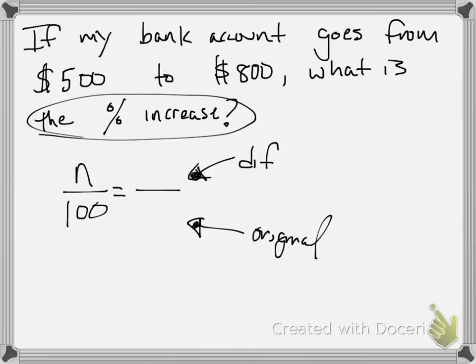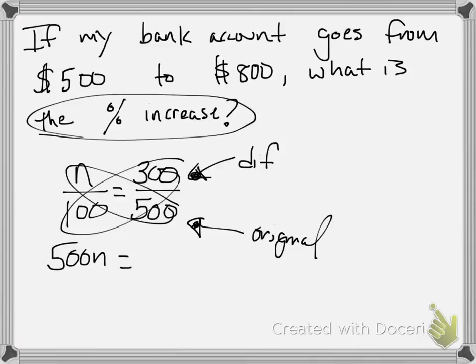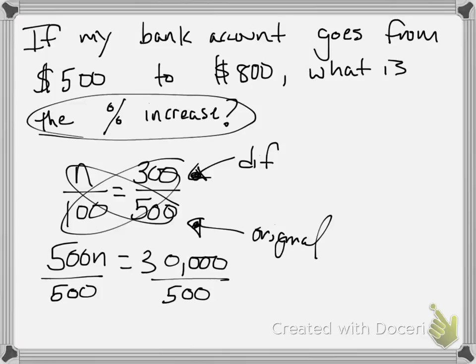Well, what's the difference between 500 and 800? The difference is 300. What was the original number? 500. So 500n, remember, I'm just cross multiplying, equals 30,000, and then to get n by itself I have to divide both sides by that 500, and I'll find that n equals 60. So there has been a 60% increase in my bank account.